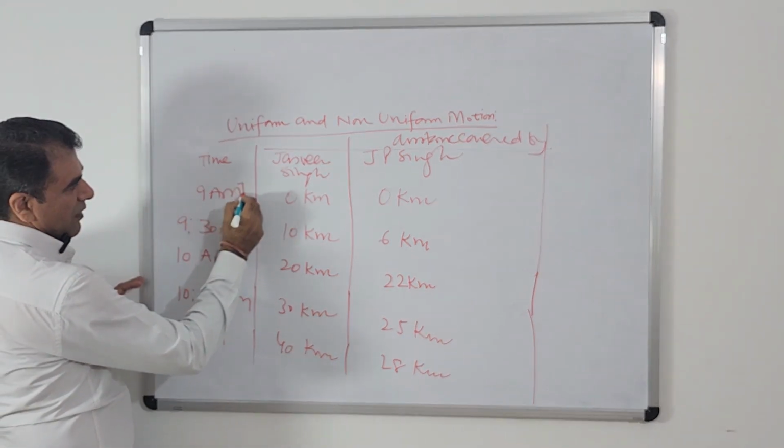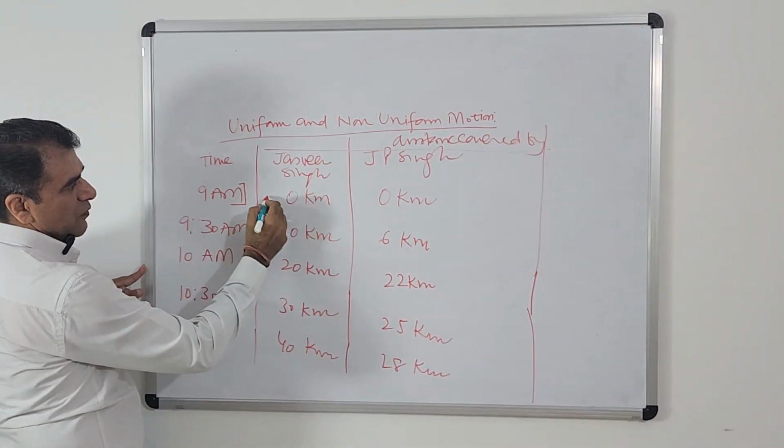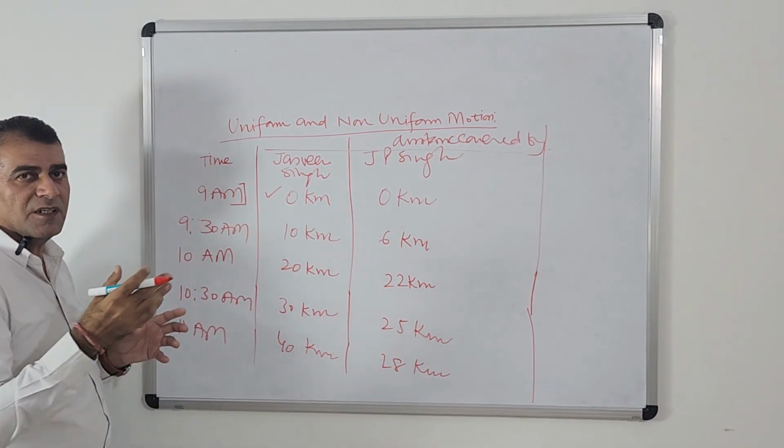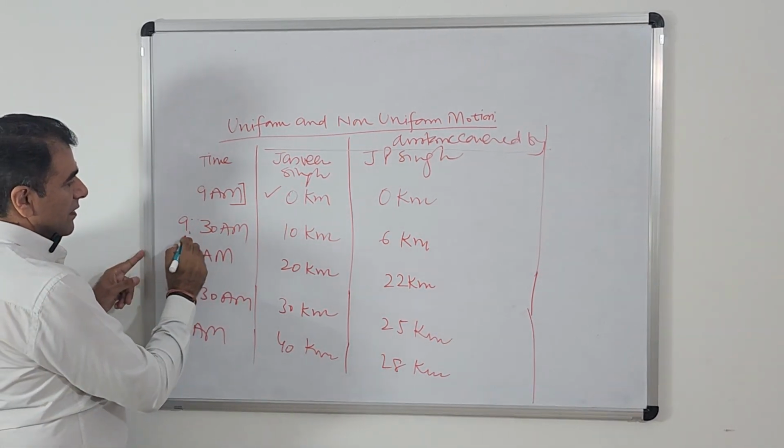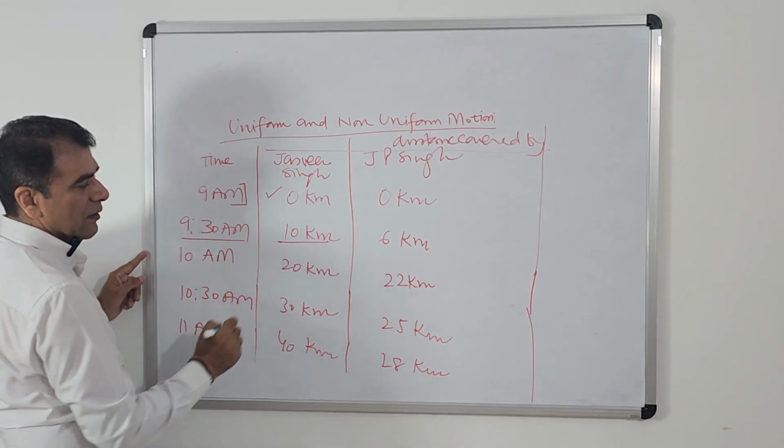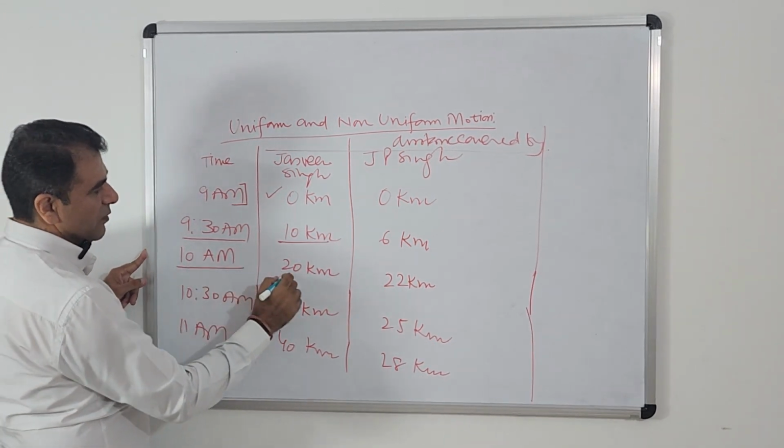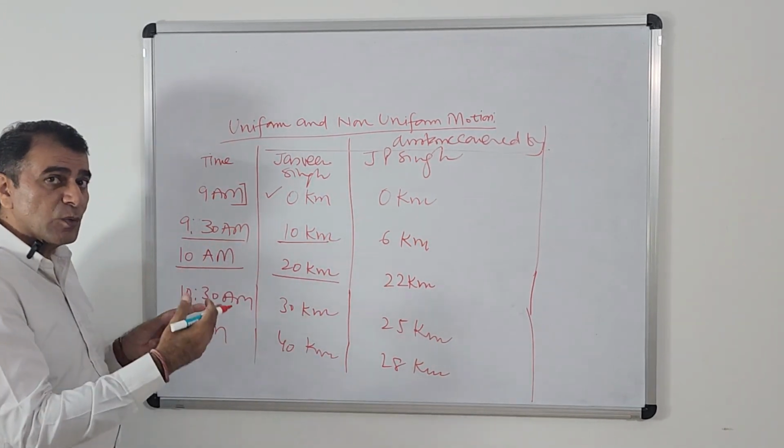From this data, just look at this. What is the time interval? At 9 a.m. Jasveer Singh covers 0 kilometer. It means he was at rest. After 30 minutes, he covered 10 kilometers. Then again after 30 minutes, he again covered 10 more kilometers.